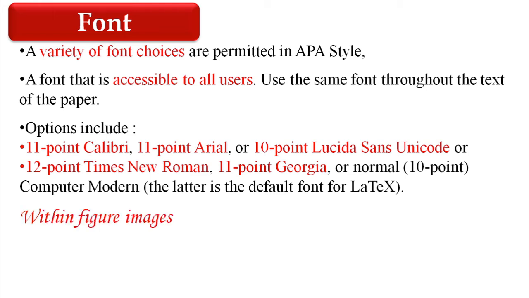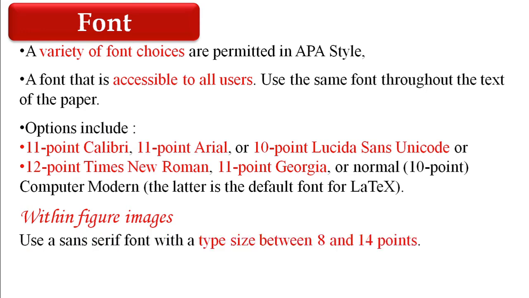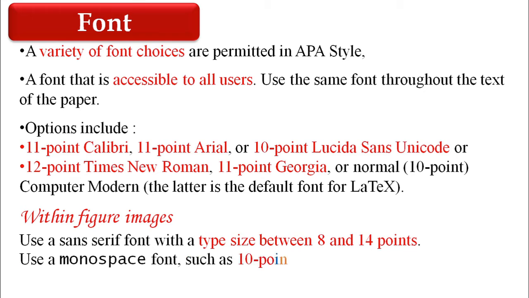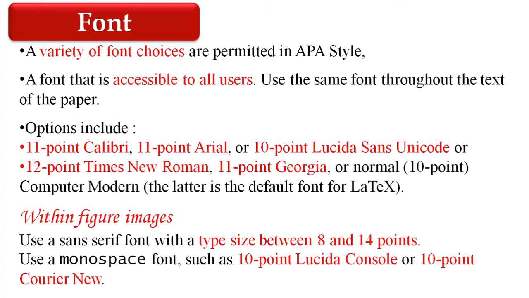Now within figures and images, use a sans serif font with a type size between 8 to 14. Use a monospace font such as 10 point Lucida Console or 10 point Courier New. So this monospace font is a font in which each alphabet uses the same horizontal space. So you can see MON, each alphabet has used the same horizontal space.